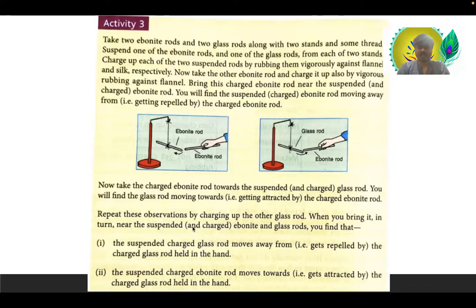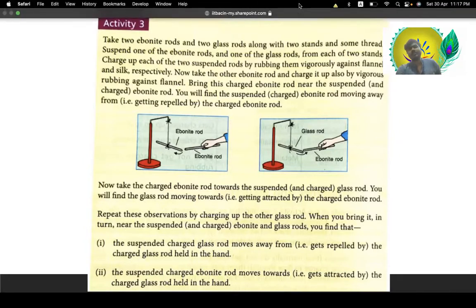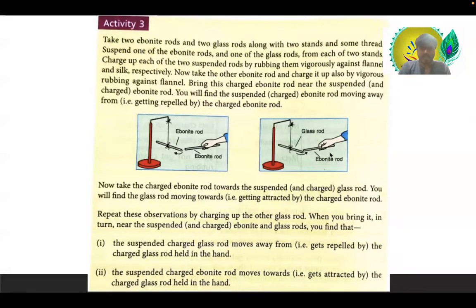Repeat these observations by charging the other glass rod. When you bring it near the suspended glass rod, you find that the suspended glass rod moves away from the charged glass rod held in the hand. Now let us understand what actually happens. You have an ebonite rod, you have a glass rod. When you rub it, some sort of charge gets accumulated in the ebonite rod.